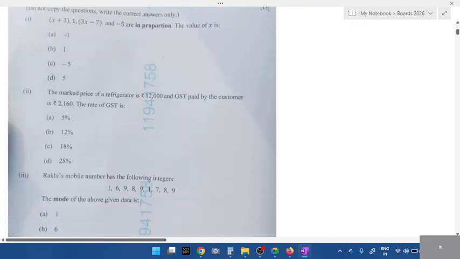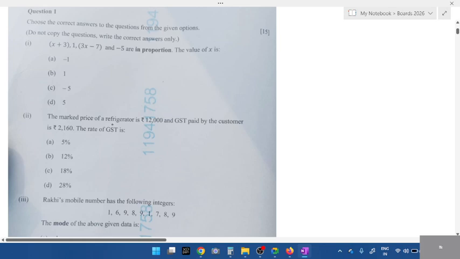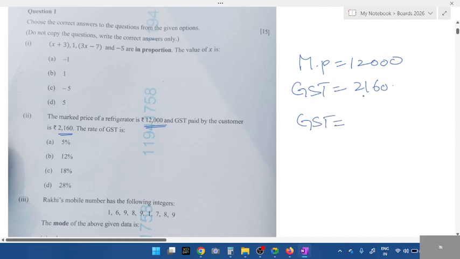Look at this. All of you tell me the answer. The marked price of the refrigerator is how much? 12,000. And GST paid by the customer is... Okay, marked price is equal to 12,000. And is the customer paying in rupees or percentage? Rupees. If both are in rupees, how do you solve, students? GST divided by MP. Yes, very good. Which one do you divide? GST divided by MP.